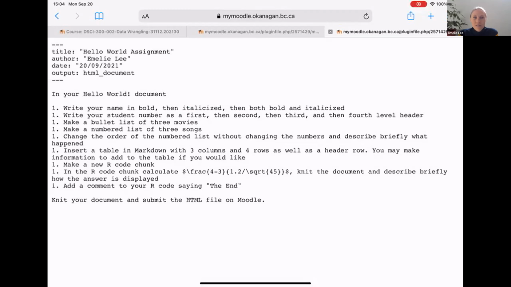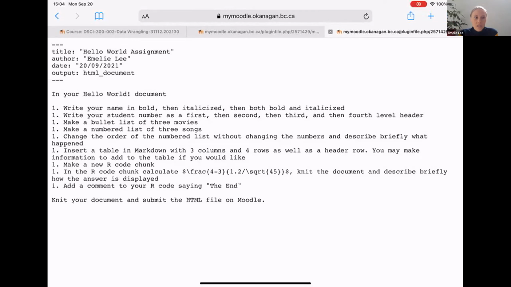So kind of basic things, right? Show me that you know how to work in Markdown. So write your name in bold, italicized, and then both bold and italicized, right? We practice that. And then headers, and then make a bullet list, make a numbered list, change it up, see what happens. One of the things that we didn't talk about on Friday, that I'm kind of nudging you out of the nest, I guess, is I want you to make a table in Markdown. So of course that involves Googling, how do I make a table in Markdown? And that'll be really useful.